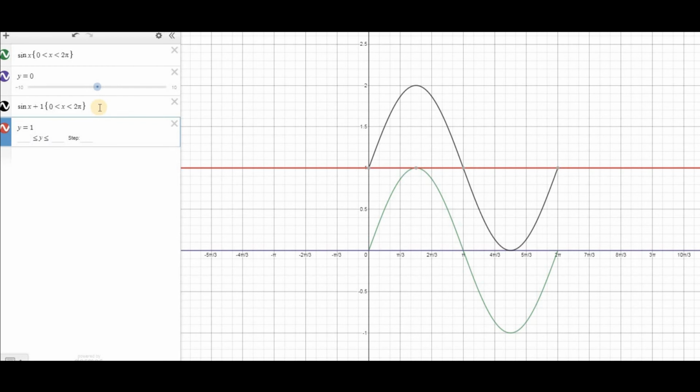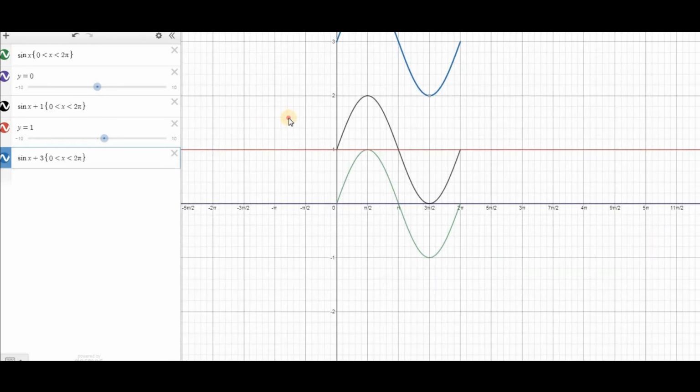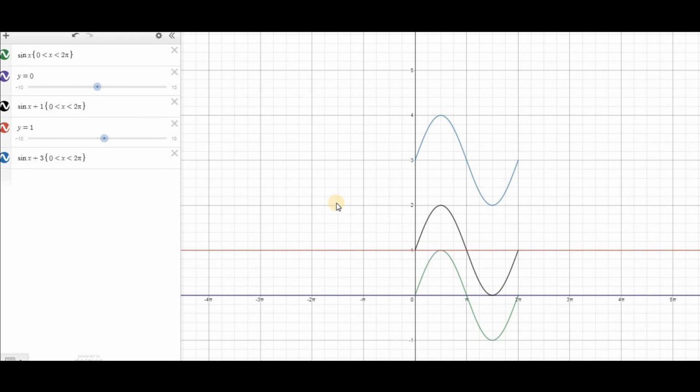Let's see another example. We have sine x plus 3 from 0 to 2 pi. Again, if you take a look, the blue one is going up at every point. If you compare it with the sine x graph, every point is going up by 3 units. In this case, the minimum is 2 and the maximum is 4, and the equation of the axis is y equals 3. So this is the concept of vertical translation or vertical shift for sine functions.